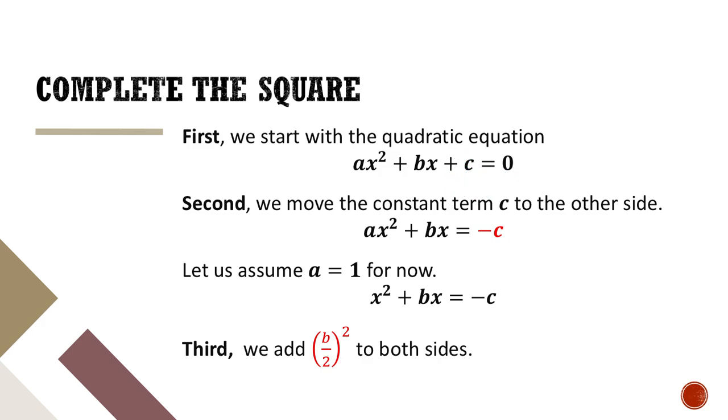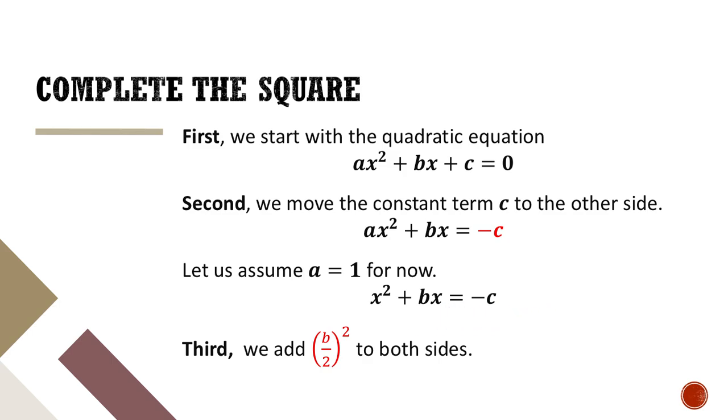Once you do that, we're just going to assume that a is 1 for now. It gets a little bit more difficult if a is not 1. We'll talk about that at the end. So let's assume a is 1 for convenience's sake. Then we take b, divide it by 2, square it, and add this to both sides.